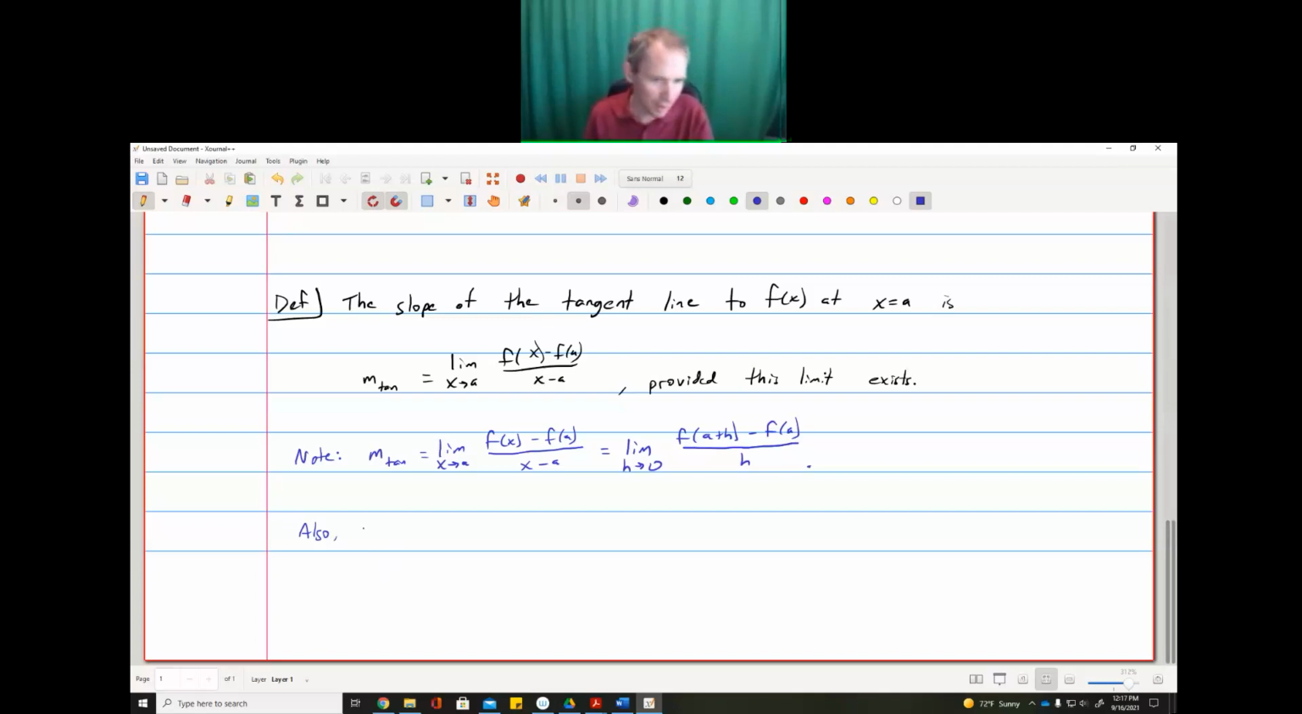Also, the tangent line to f at x equals a is the line with this slope that passes through the point a comma f of a.